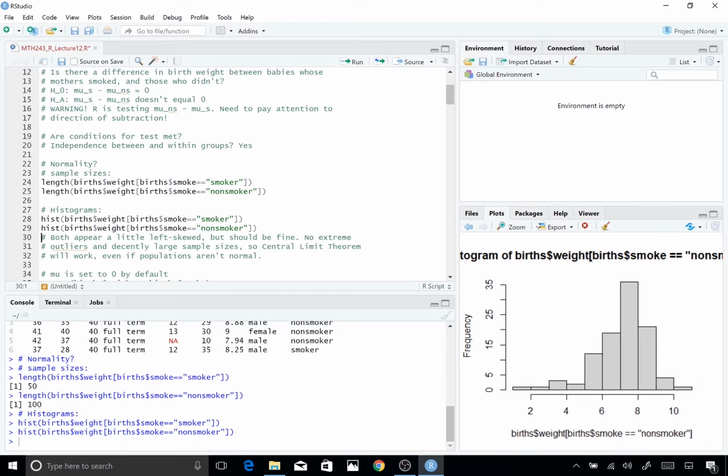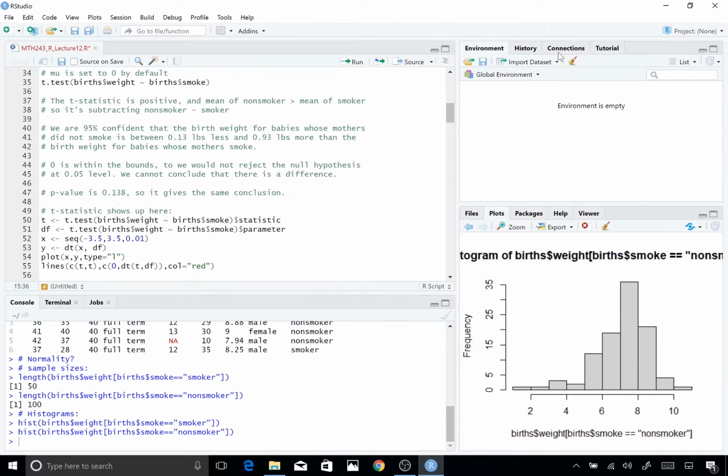We're testing for a difference, so this is a two-sided test. Our null hypothesis is that the difference between the population mean birth weight of babies whose mothers smoked and the population mean birth weight of babies whose mothers don't smoke is 0. The alternative hypothesis is that this difference does not equal 0. By default, mu is set to 0 in R's t-test command, so we don't need to put mu equals 0. We use this squiggle notation similar to what we did with the box plots.